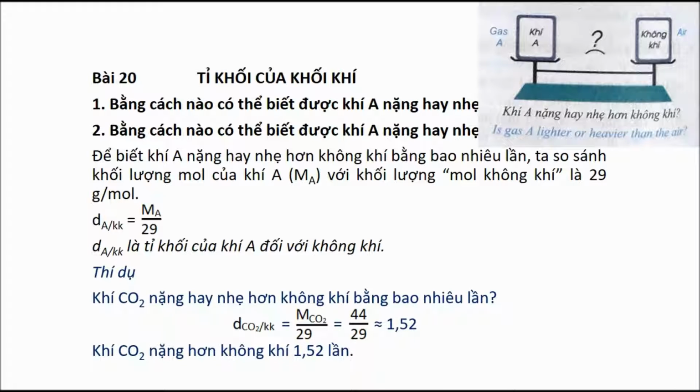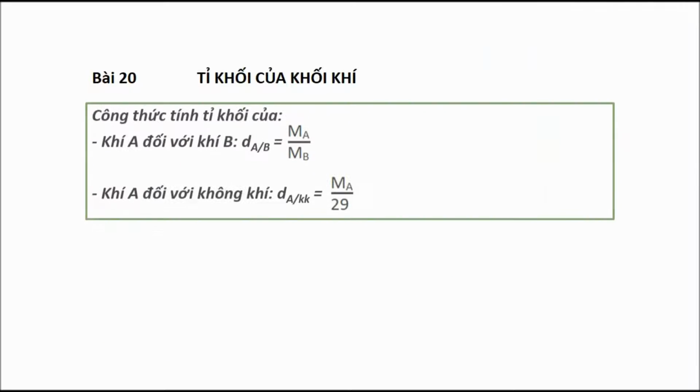Example, how many times is CO2 gas lighter or heavier than the air? dCO2/air equals MCO2 over 29 equals 44 over 29, which is approximately equal to 1.52. CO2 gas is 1.52 times heavier than the air.